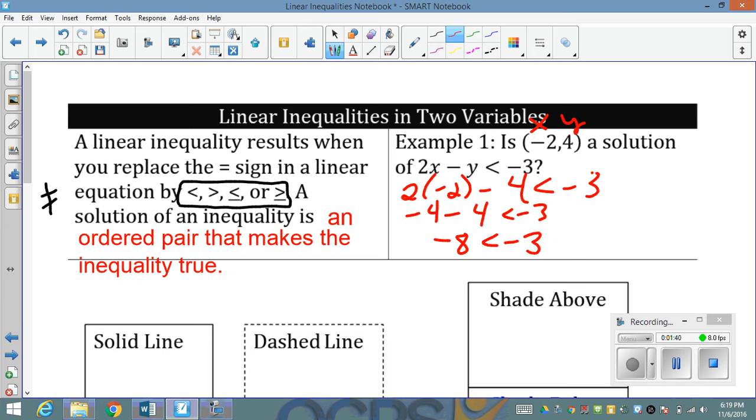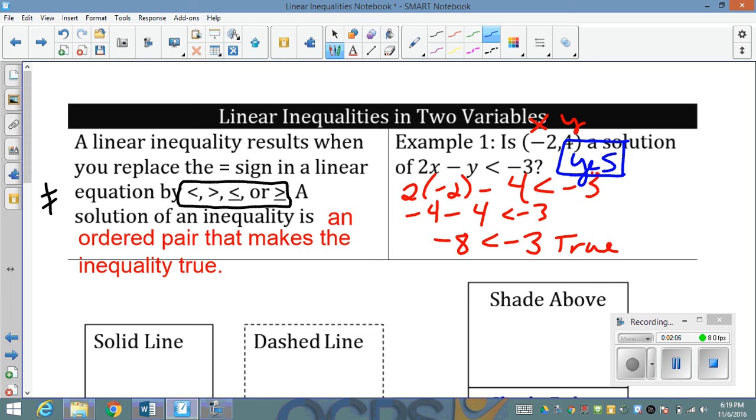So the statement I get when I do my substitution is -8 is less than -3, which is a true statement. Be careful because they're negative. -8 is less than -3 because they're negative. So is it a solution? Since it resulted in a true statement, the answer there is yes.